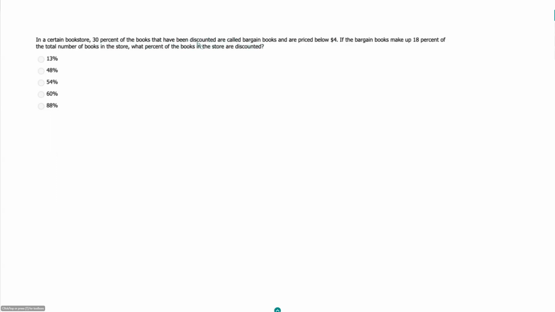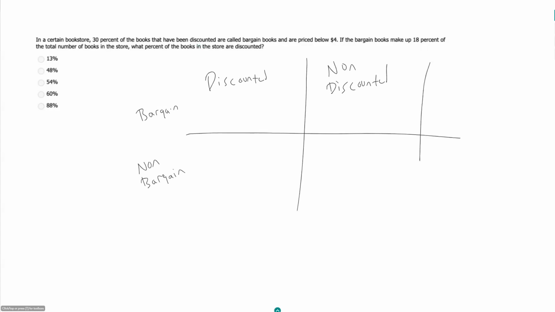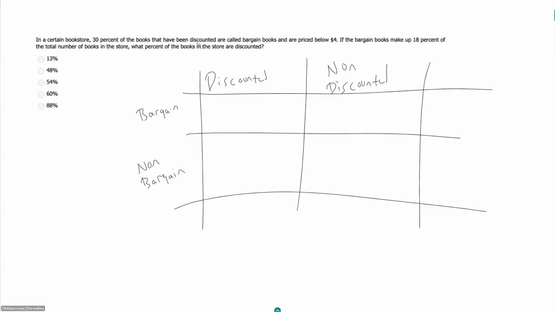In other words, when I read this, I think this is an overlapping set question where we have discounted books and non-discounted books. And then we got bargain books and non-bargain books. So when I read this question, I think it's possible to have some bargain books that are non-discounted.